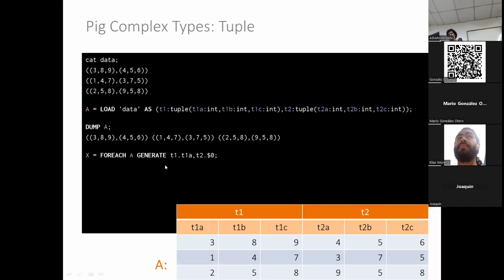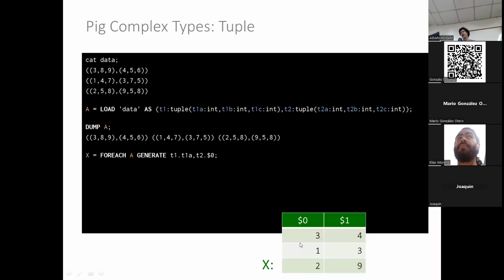So how do we work with this? If we wanted to reference T1a, for example, to project T1a, we can do T1.T1a and then T2.$0. So this would allow us to access, using the dot, the inner parts of the tuples. This would just generate from these 2 columns a new table, which would look like this. This would be called T1a and this would be called T2a. And we can dump that and get our 3 tuples back.